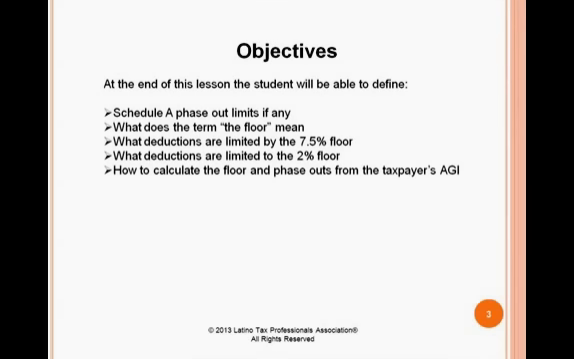At the end of this lesson, the student will be able to define Schedule A phase-out limits, if any. What does the term the floor mean? What deductions are limited by the 7.5% floor? What deductions are limited to the 2% floor? How to calculate the floor and phase-outs from the taxpayer's AGI.